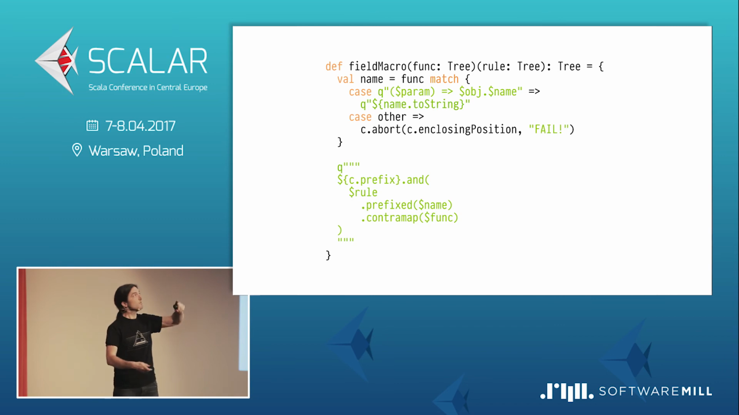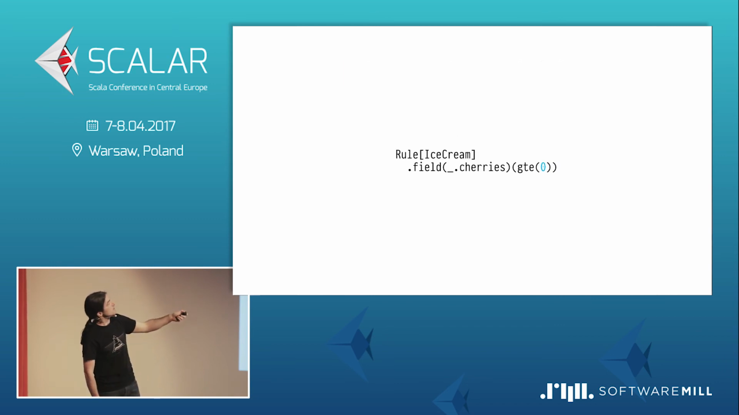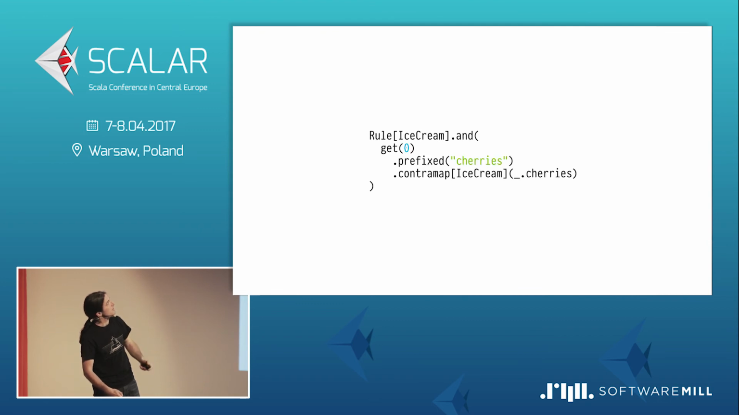C.prefix here means whatever came earlier. So if I write rule.icecream.field, C.prefix is this, and then the macro will expand only this part. So it expands into that.